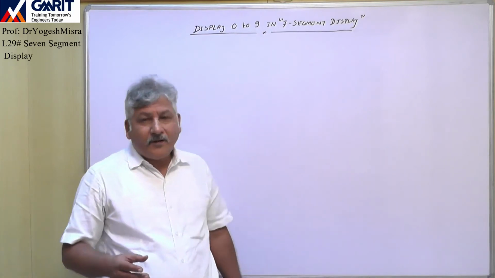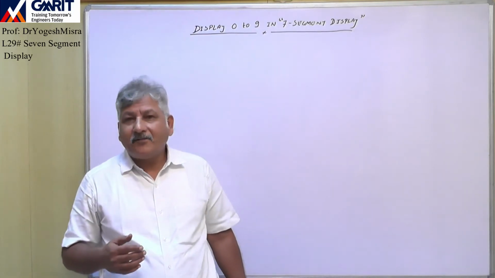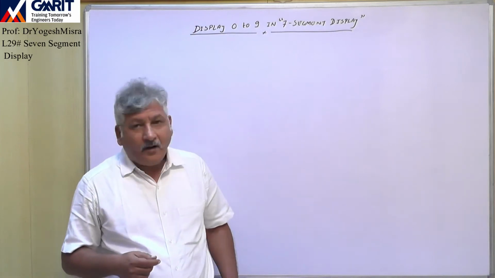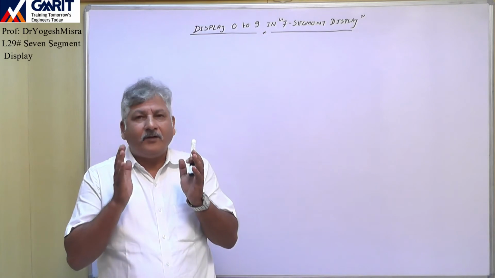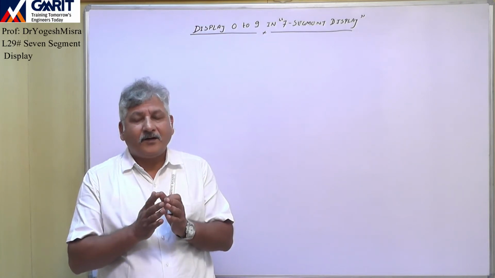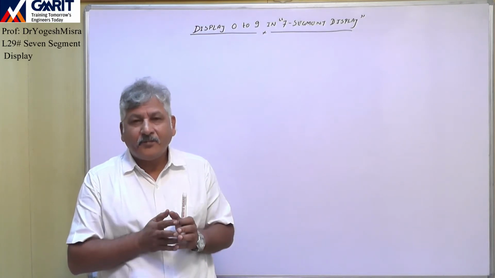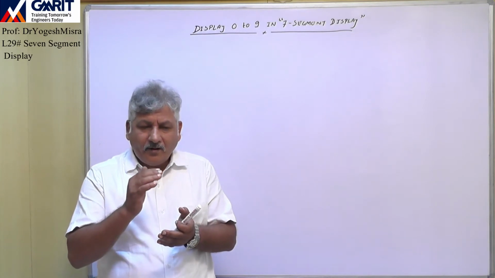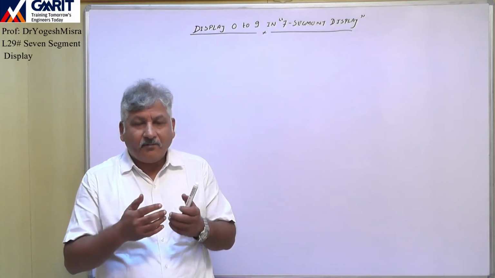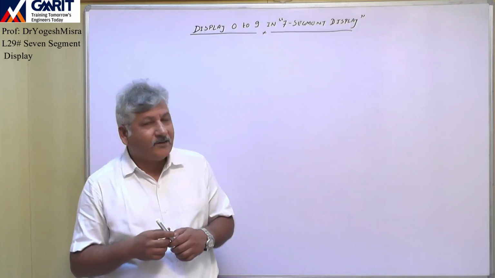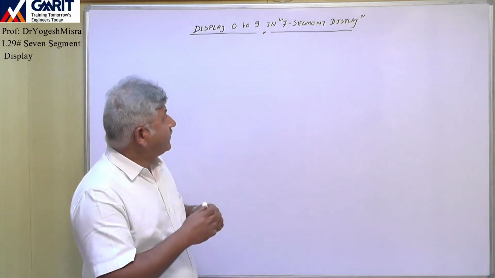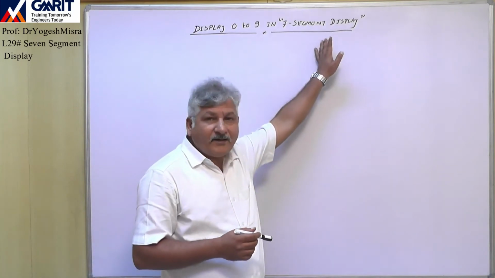So how to display the numbers through that 7 segment display, and how we will do the interfacing of the 7 segment display with the microcontroller? What are the codes and program required to display the numbers? All these we will see. First we will discuss the 7 segment display.